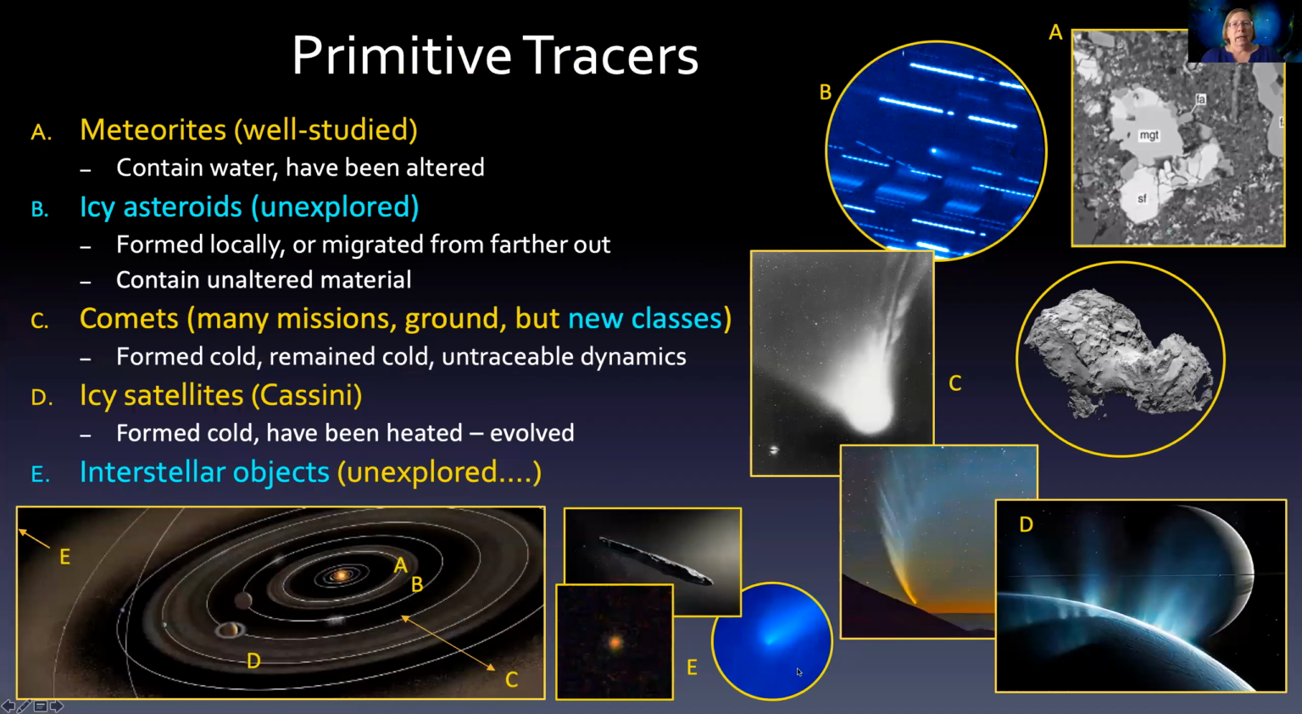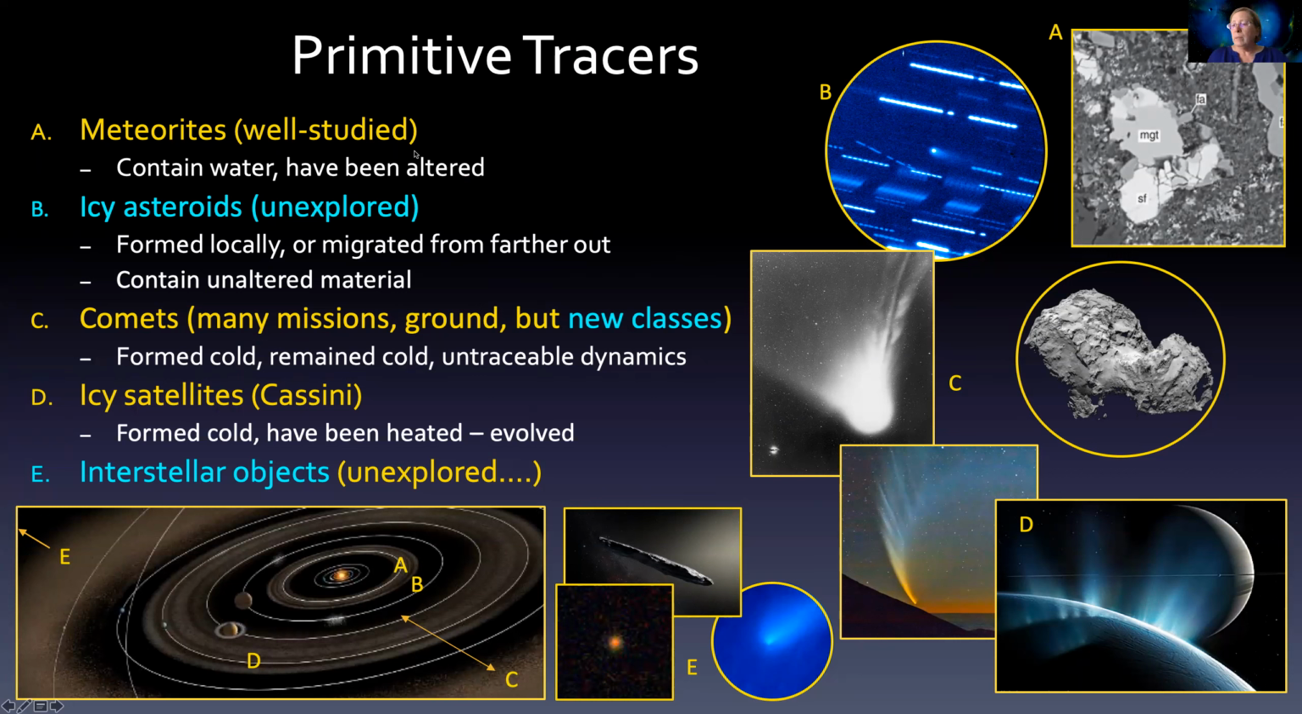So let's take a look at some of the types of solar system bodies that could be used as tracers of the history of delivering materials to Earth to make it habitable. These small bodies are important because they likely have never been heated, or not enough to lose their volatile materials or their chemical fingerprints, not enough to erase the history that they can tell us about the early solar system. So looking at the various classes of primitive tracers, we have meteorites.